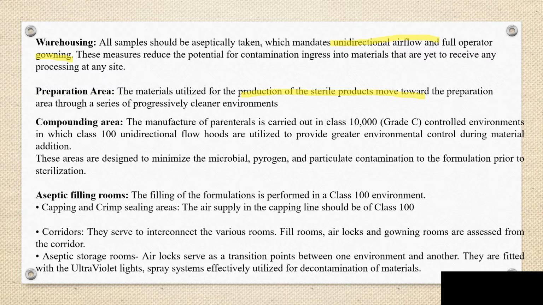Compounding area, the actual area where the process of manufacturing will start taking place, and how it will take place once the parenteral product is moving from grade C to grade B to grade A to maintain unidirectional flow routes. These areas have been designed to minimize microbial, pyrogen and particulate contamination.